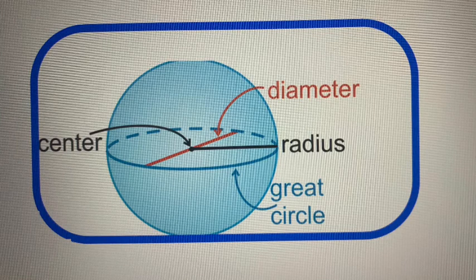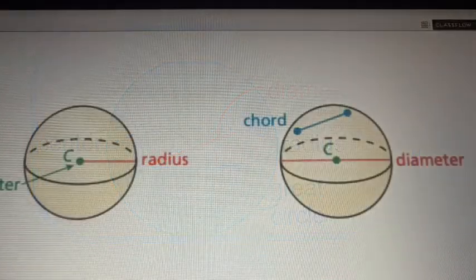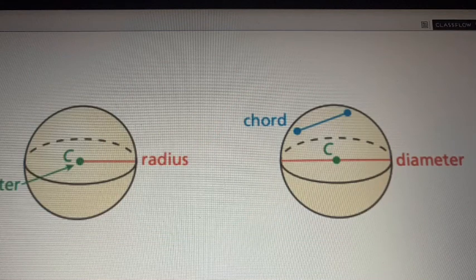Now, a sphere is the set of all points in space that are equidistant from a given point. This point is called the center. The radius of the sphere is a segment from the center to a point on the sphere. And we even have a chord of a sphere. The chord is a segment whose endpoints are somewhere on the sphere. A diameter, of course, goes through the center, and it is a special chord.